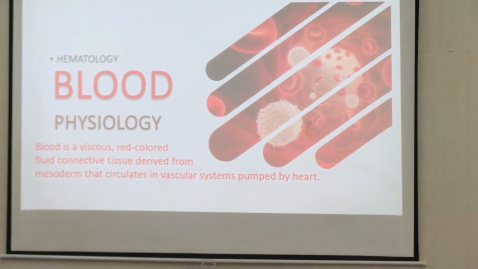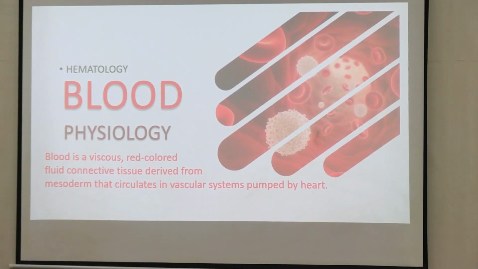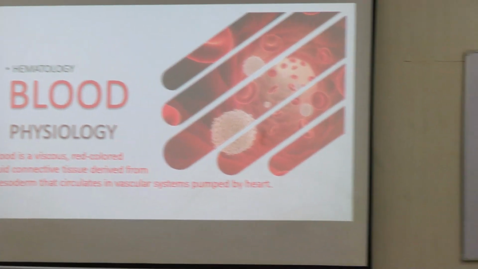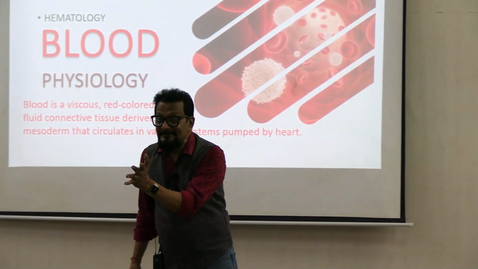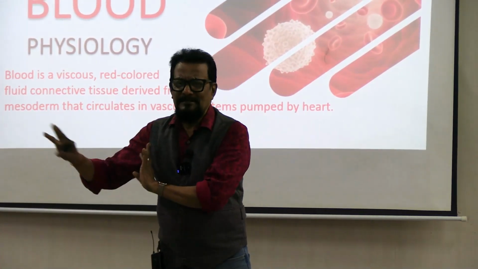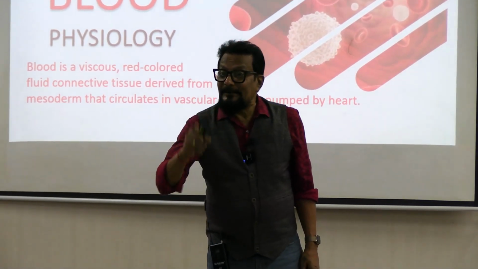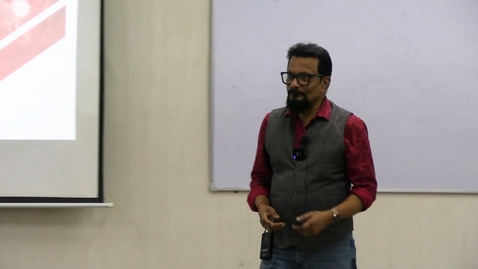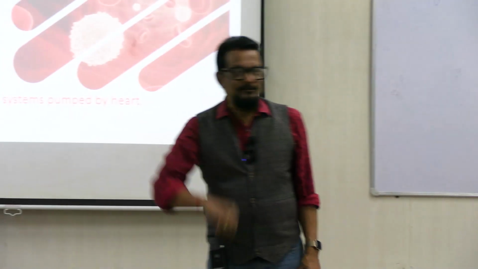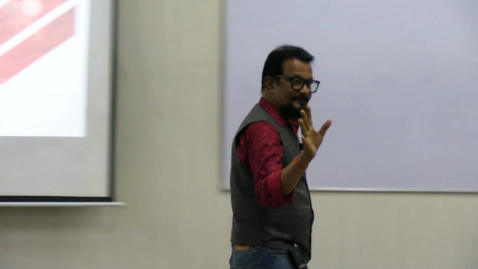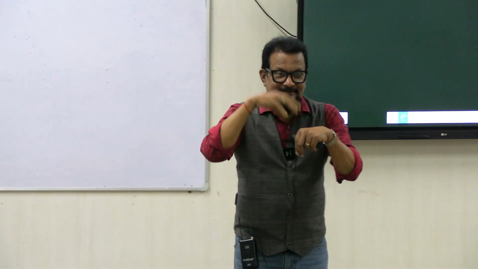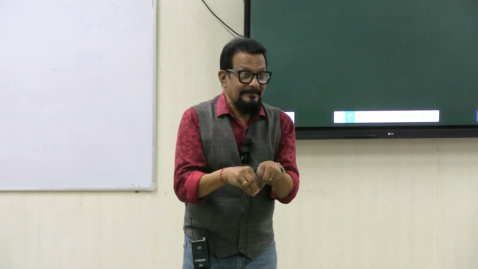Now blood. What is blood? Who can tell me what is blood? Very simple. Blood is a red colored connective tissue that flows through the blood vessels and supplies a lot of things, performs various functions. It is a liquid connective tissue, isn't it? Why do you call it connective tissue? Connective tissues have some characteristics. They must have a matrix, and within this matrix the cells and fibers are embedded, suspended.